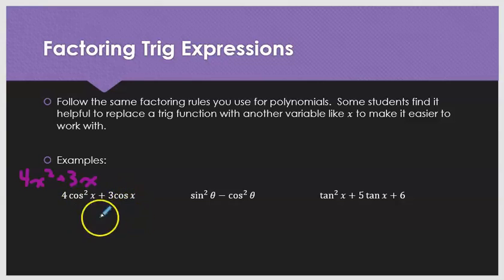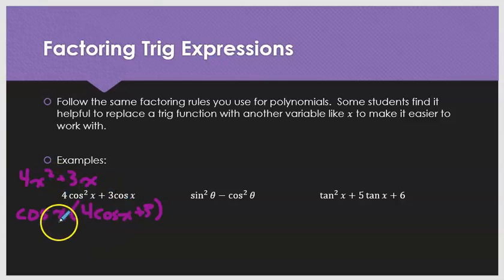So what I want to recognize is that my variable, cosine of x, is in both terms. So this is a GCF. That means I can take out the common factor of cosine of x. And that would leave me with 4 times cosine of x to the first power because I took one cosine out. And then here I'm just left with the 3 because I factored the cosine part out. So you would get the same answer if you continued to work with it using only x's and then substituting back in the cosines at the end.